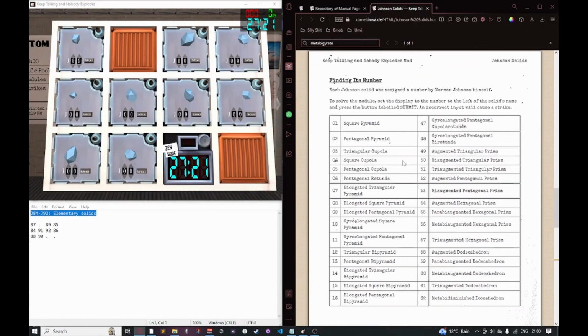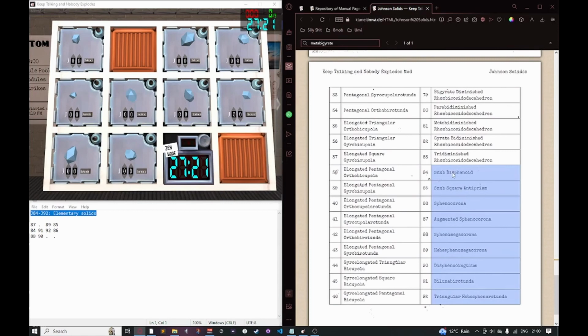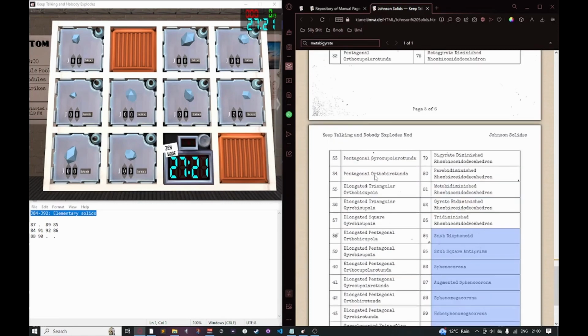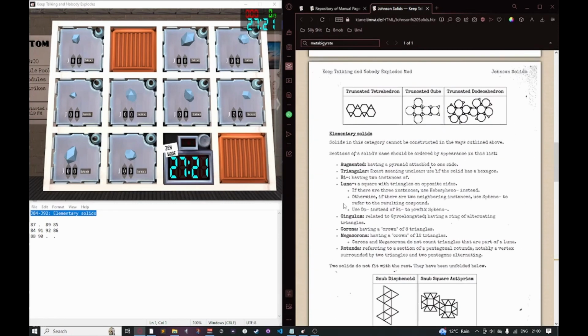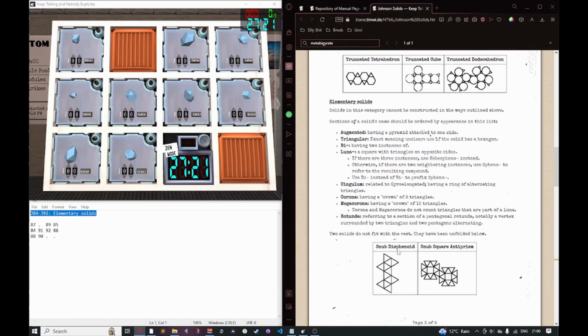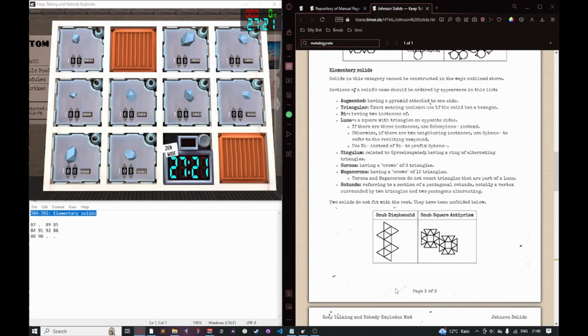So, first of all, we will start with the snub disphenoid and the snub square antiprism. These two do not go by any of this naming scheme, they are simply these two shapes here, with the net shown. The snub disphenoid can be found over here.